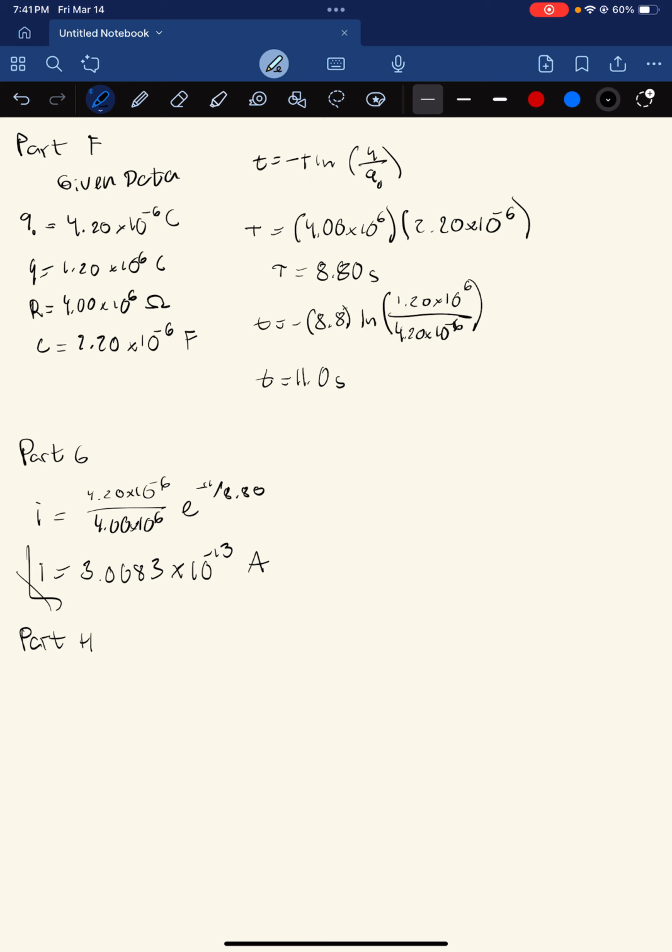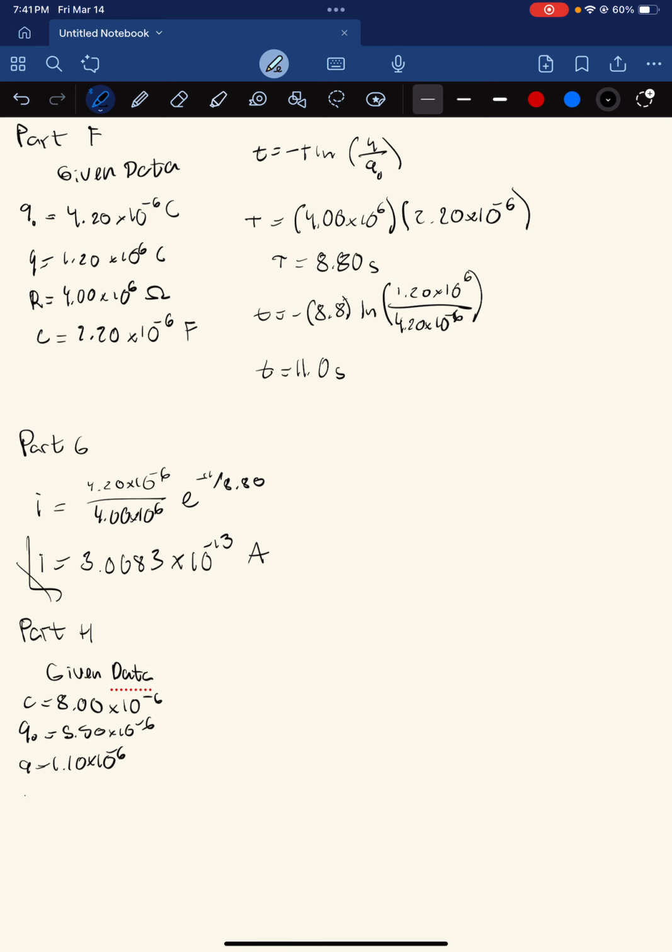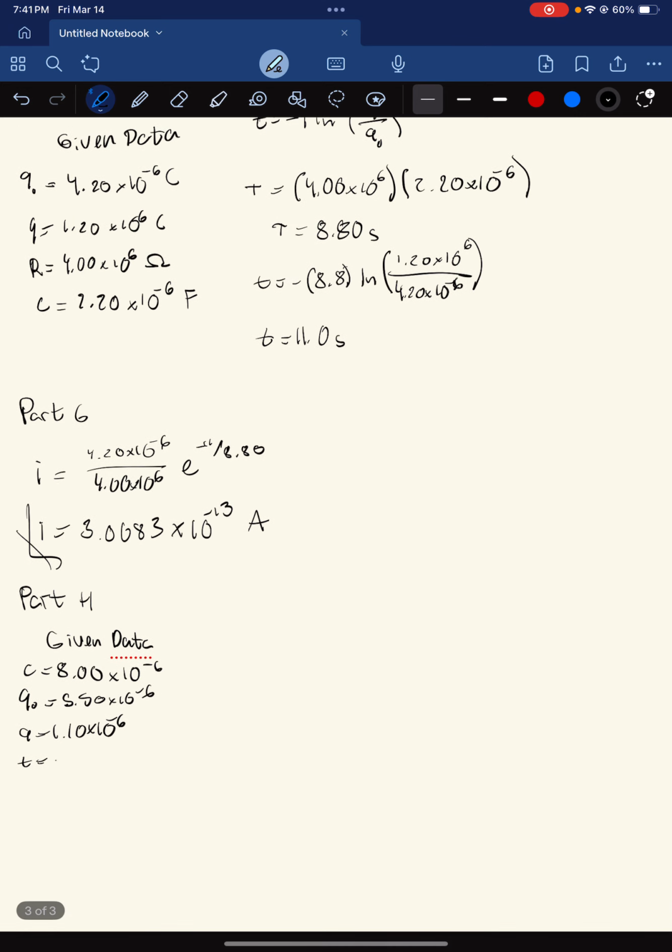Alright. First of all, we have to write down the given data. The capacitance is 8.00 microfarads, which we convert to scientific notation, times 10 to the -6. The initial charge is 5.50 times 10 to the -6. The final charge is 1.10 times 10 to the -6. And the time is 17 seconds.